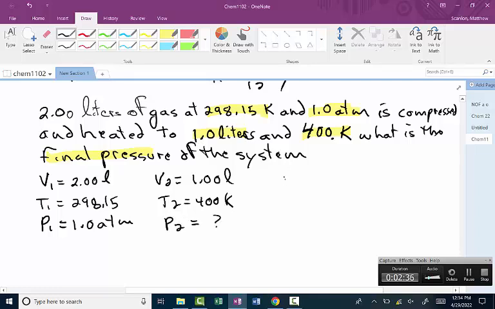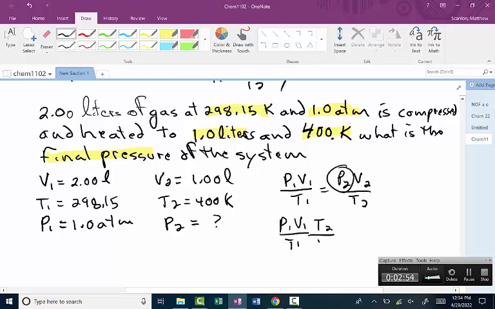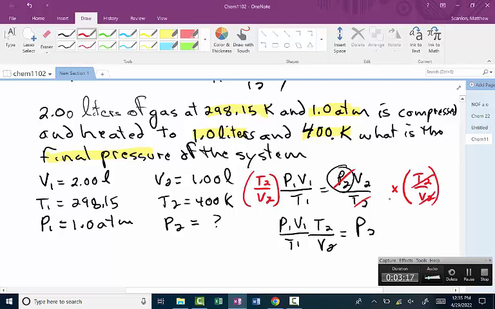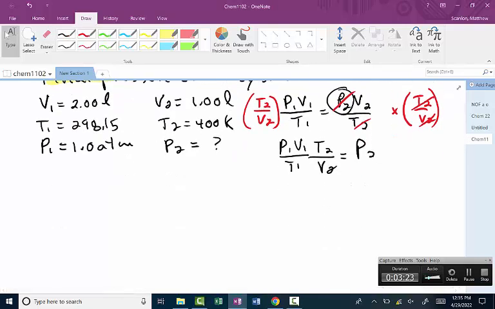And so we go P1 V1 over T1 equals P2 V2 over T2. We solve for P2. And so I get P1 V1 over T1 times T2 over V2 equals P2. This is straightforward algebra. If you don't know what I did, I multiplied both sides by T2 over V2. That cancels this side and the P2s, and I'm left with this formula. Okay? So all you've got to do now is plug my numbers in.